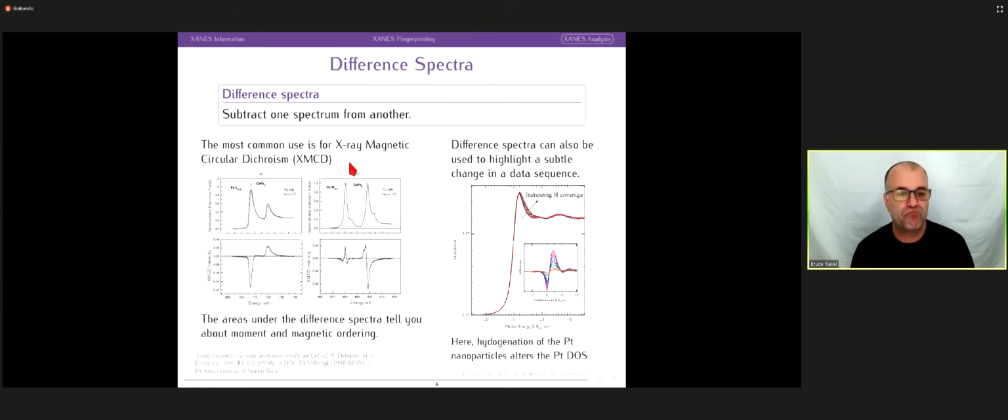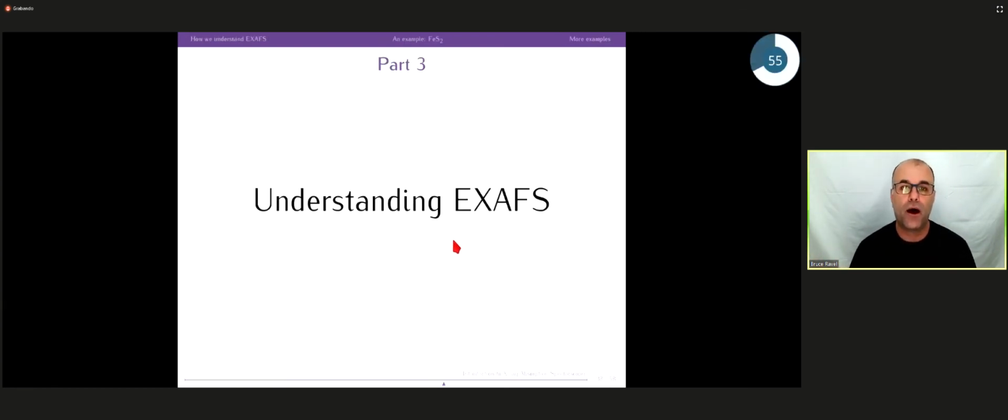A lot of things like magnetic circular dichroism are different spectra where you measure a material under different applied magnetic fields or with different senses of circular polarization of the incident light, and the different spectra can tell you something about magnetic moment and magnetic ordering. Sometimes different spectra are used to quantify something that's going on during a chemical reaction. In this case, I don't have a publication for it, but what you're seeing is these subtle changes in platinum nanoparticles as the surfaces of the nanoparticles get covered with hydrogen, and you do a difference spectrum to quantify the effect of the hydrogen on the Zanes and try and correlate that with the performance of the nanoparticulate catalyst.